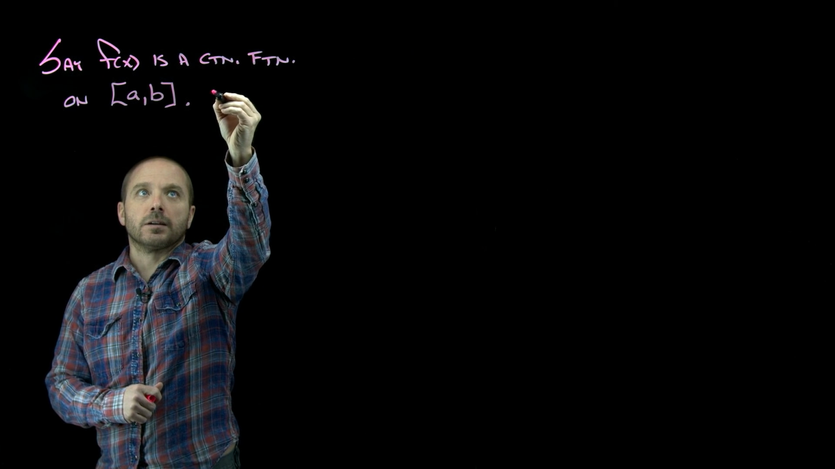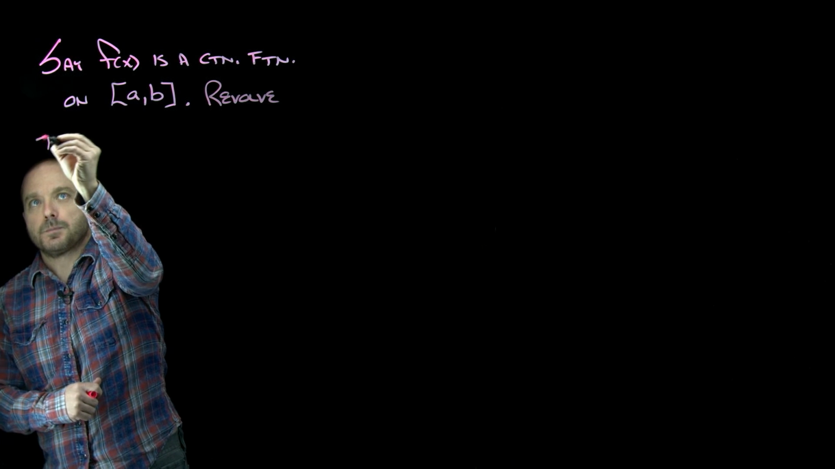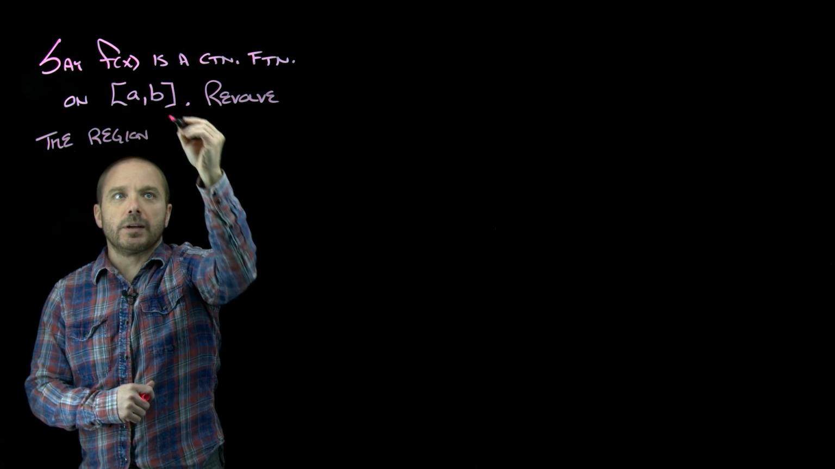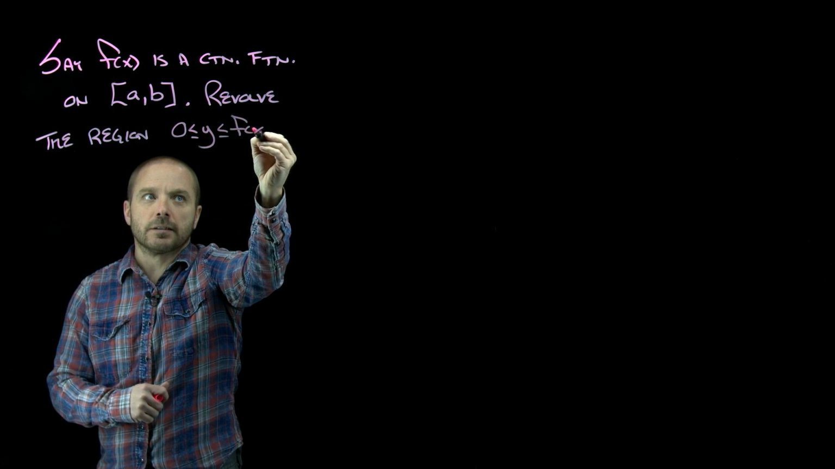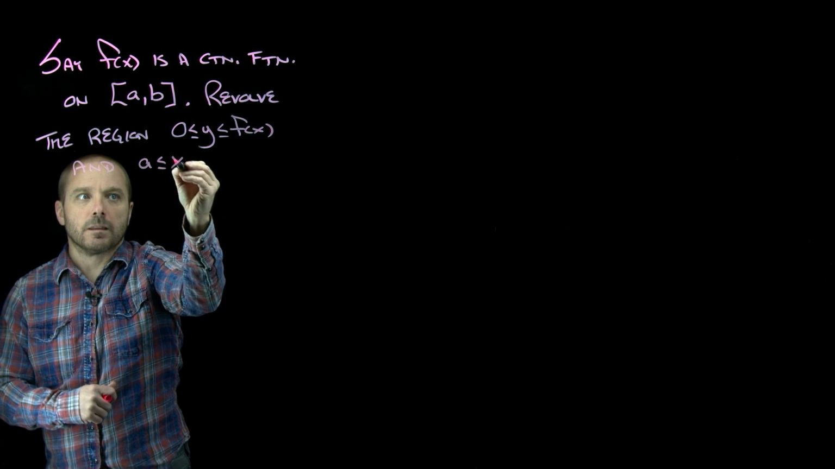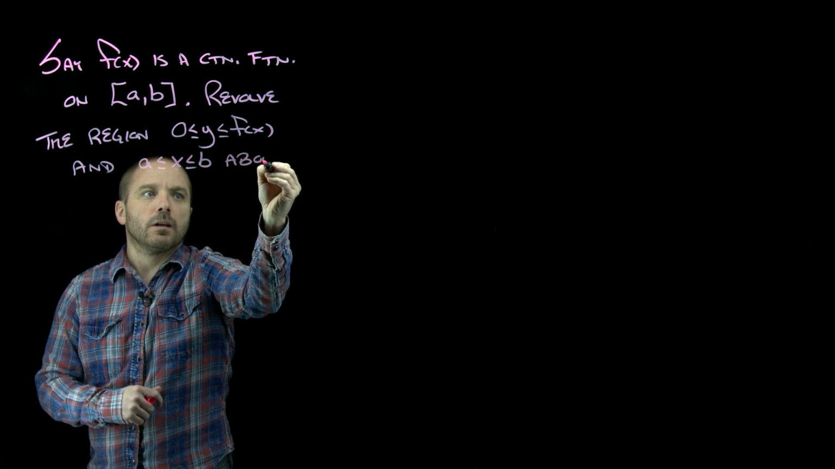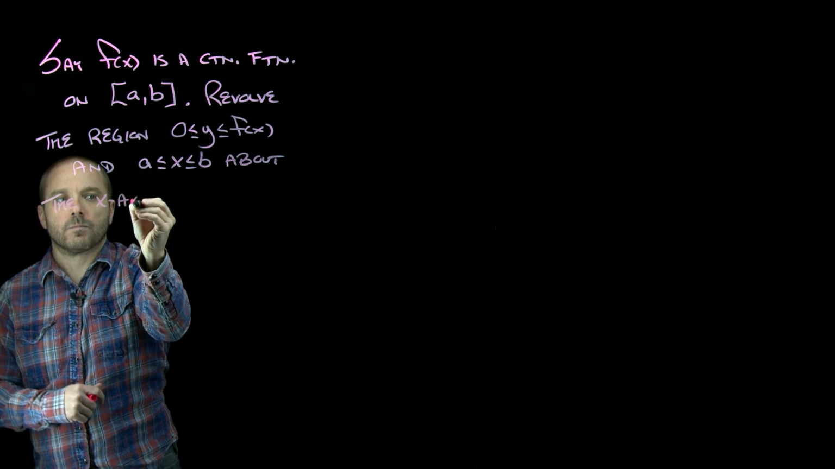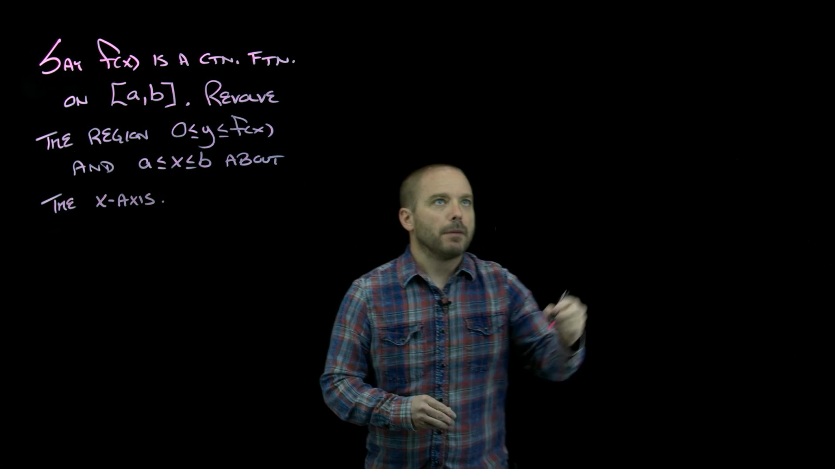And let's revolve the region between f and the axis. So we want to look at y from 0 to f of x and x from a to b. Let's do the x-axis. So let's take a look at what that might look like.